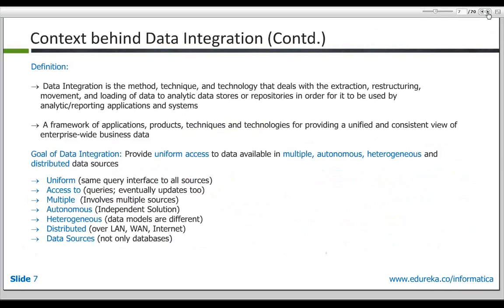Okay, so it says the definition: data integration is a method, technique, or technology that deals with the extraction, restructuring, data movement, or loading of data to analytical data stores, repositories, or the data warehouse, so that it can be used by the reporting applications. A framework of applications, products, techniques, technologies for providing a unified and consistent view of the enterprise-wide business data. So see, the main purpose is to bring all the information to one place and store it in a unified manner so that it can be accessed.